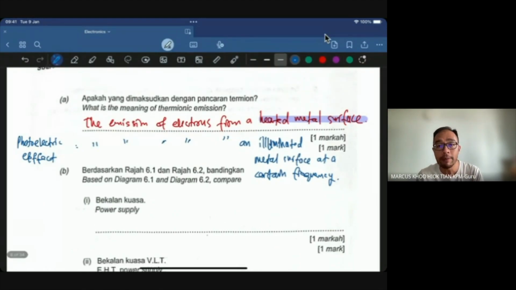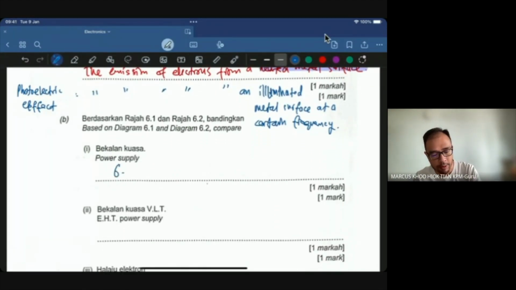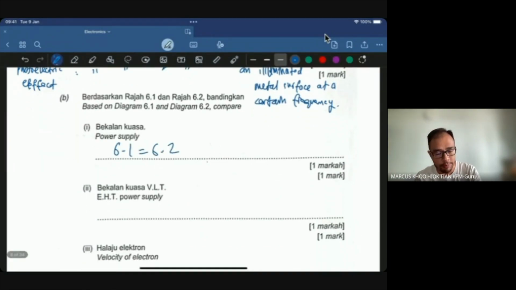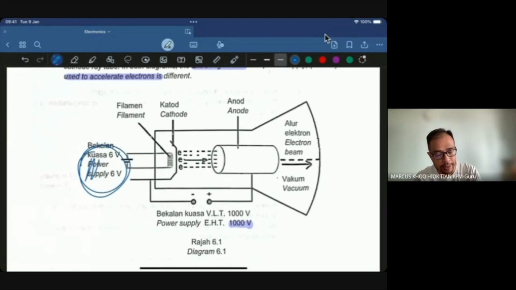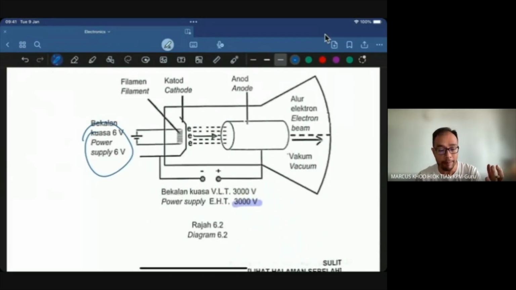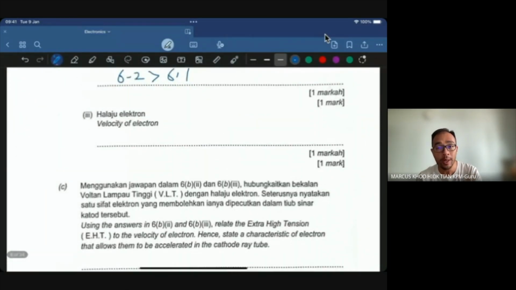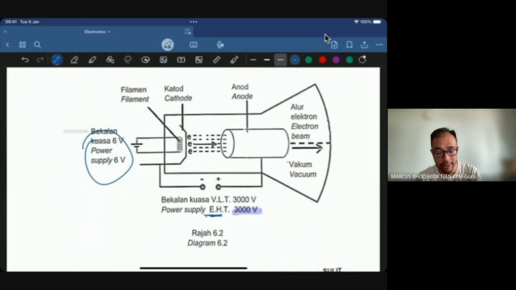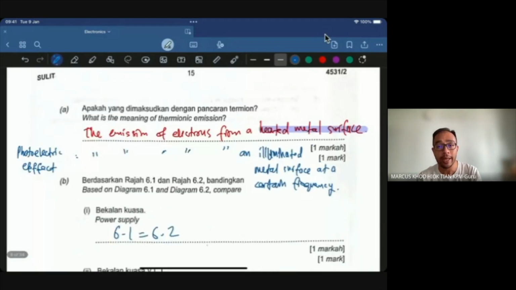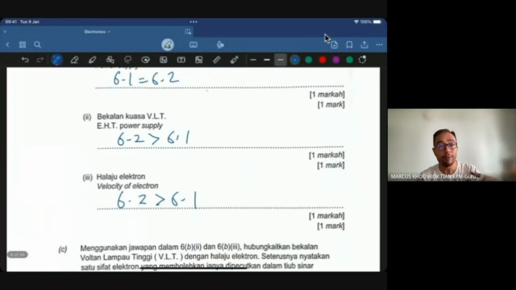All right, let's compare the power supply. I think if you look at this, power supply in 6.1 is equal to 6.2. The EHT power supply 6.2 is bigger than 6.1. Sorry, let me check. Yeah, 3000 and 1000. Power supply is over here, 6 volts, 6 volts. So they're the same power supply. The EHT power supply is different. Okay, so read carefully. 6.2 is bigger than 6.1. And because of that, the velocity in 6.2 is bigger also than 6.1. The only thing that you are not shown here is actually the velocity. But you can infer that if the power supply is bigger, it will accelerate more. So the velocity will be more.